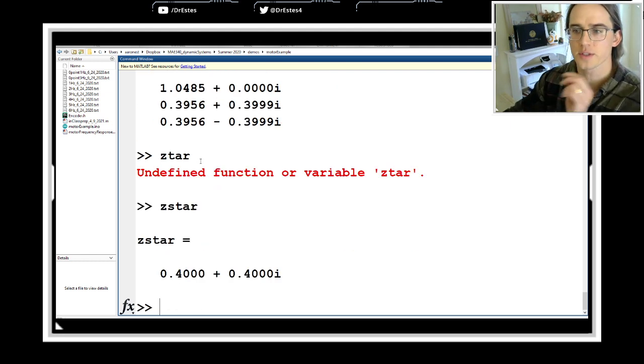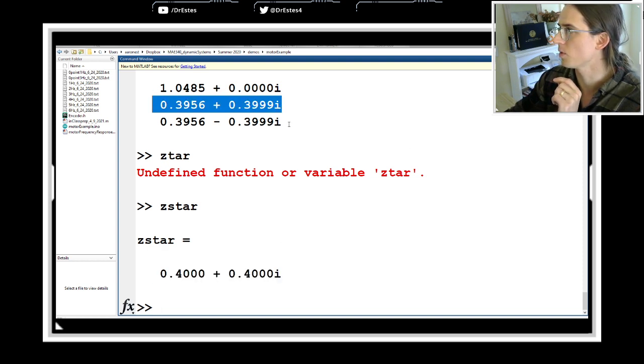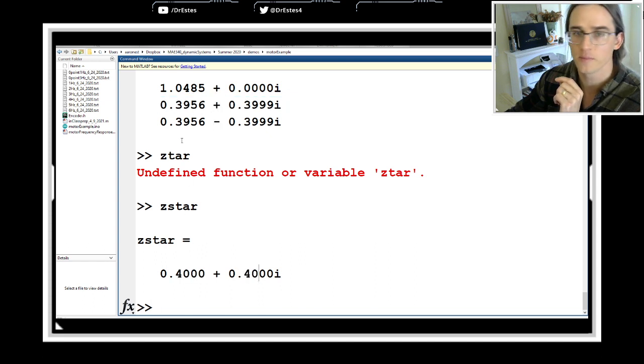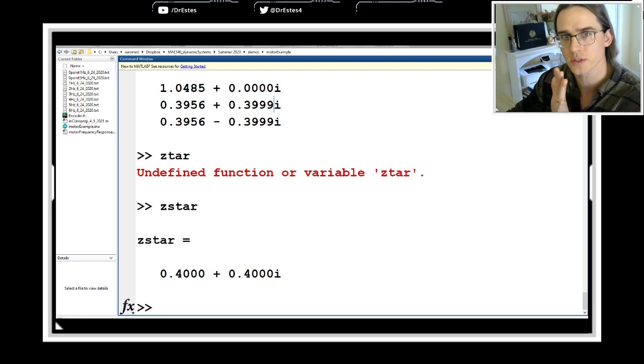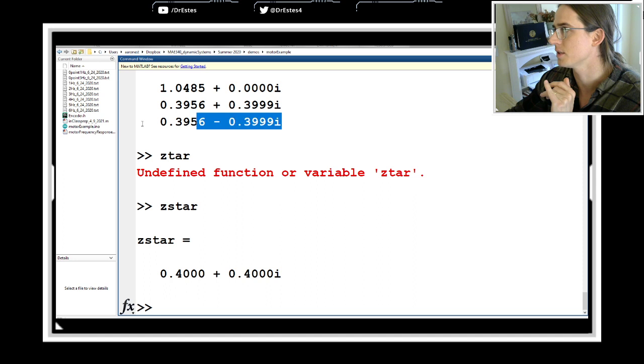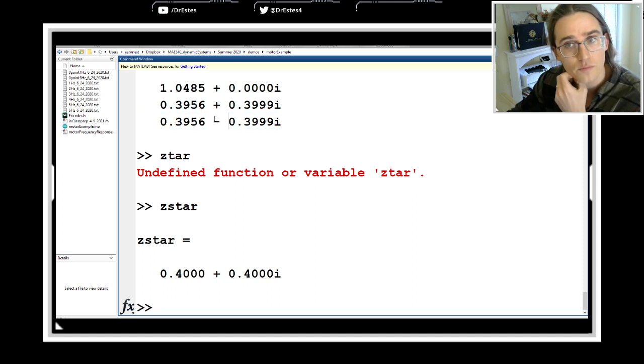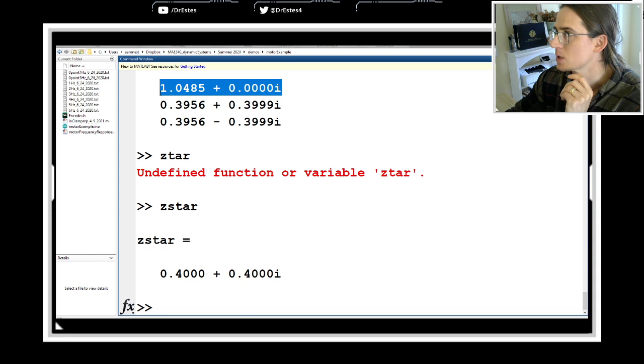Okay, here's the thing. 2 of my poles, these ones, are very close to Z star. I wanted 0.4, 0.4, right? It gave me 0.39 and 0.3999999. So it's very close, and the reason it's not exact is because of truncation errors.